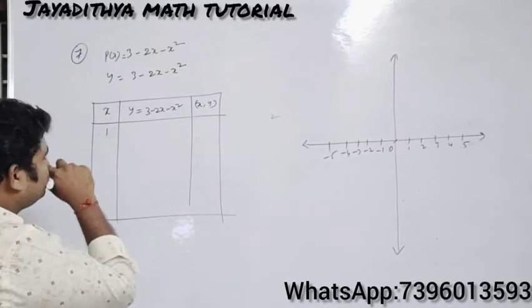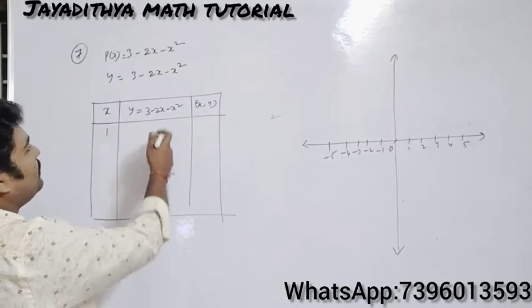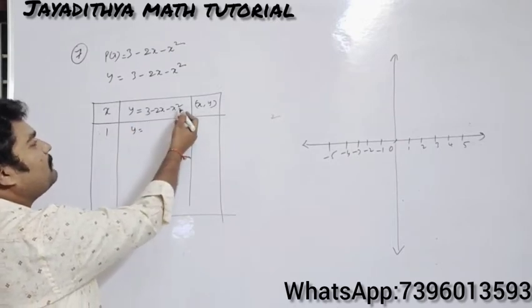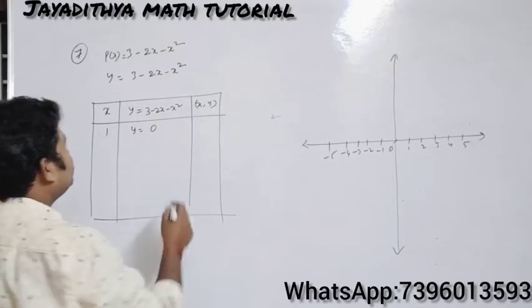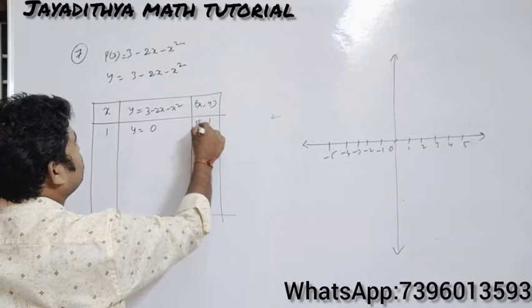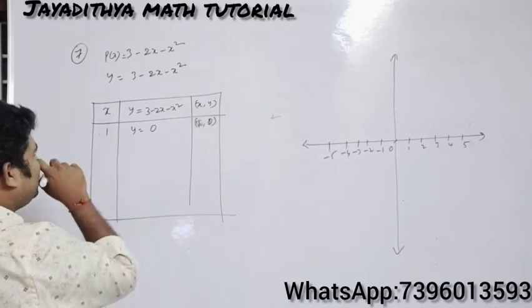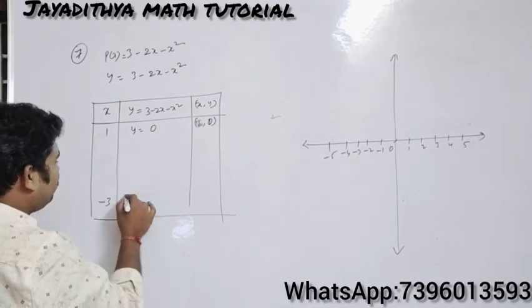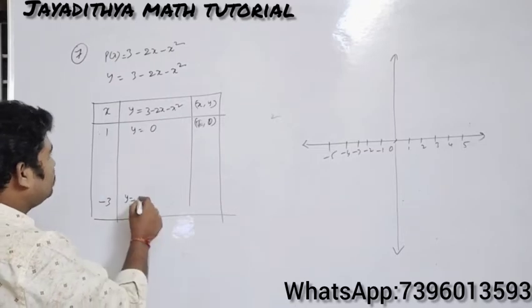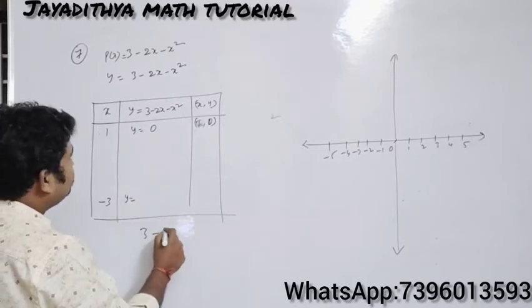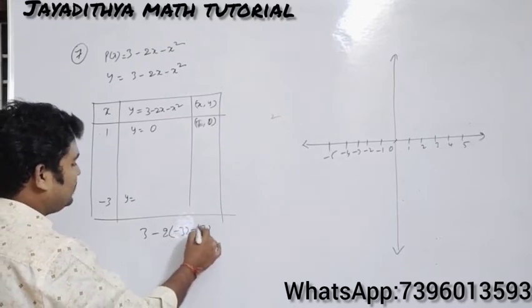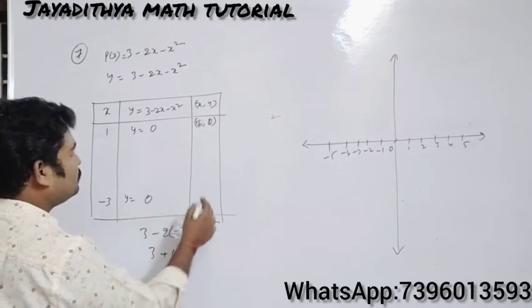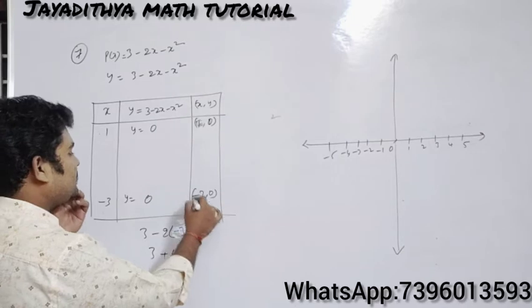So I am taking the x value as 1. Why? Because it becomes 0 here. So y is equal to 3 minus 2 into 1, that is 1, and 1 minus 1 square is again 1. So you will get y is equal to 0 here. Our coordinates will be 1 comma 0. And if you check, for minus 3 also you will get the value 0. So your y value will be 3 minus 2 into minus 3 minus minus 3 whole square. So this is equal to 3 plus 6 minus 9. Again you will get y is equal to 0. So your coordinates will be minus 3 comma 0.